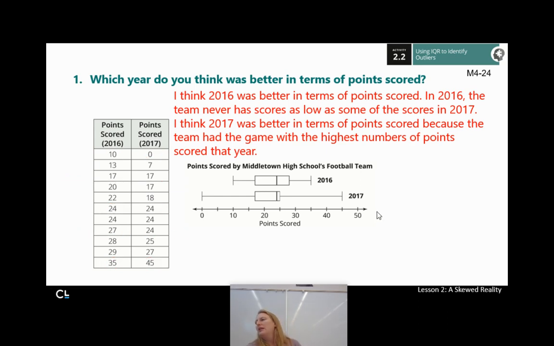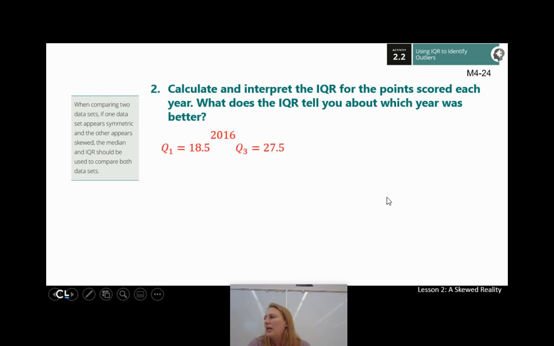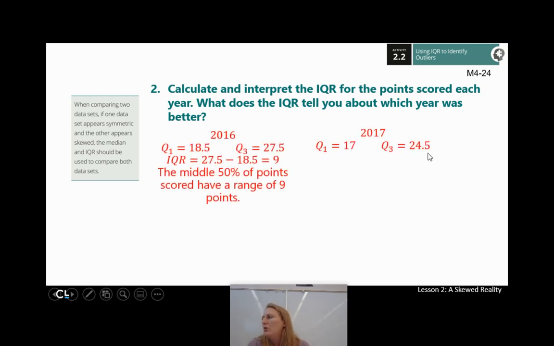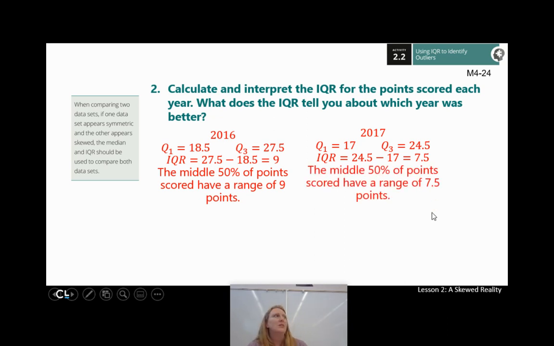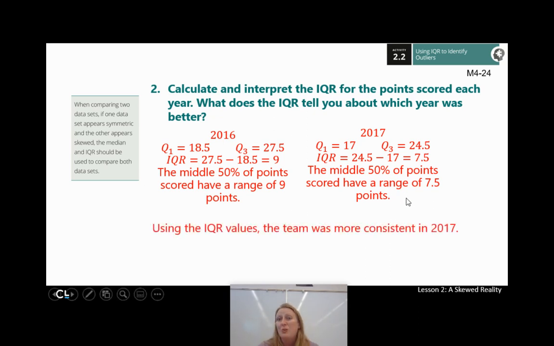All right, and so again, let us go ahead and subtract. So we're going to do our third quartile minus our first quartile. 24.5 minus 17 gives me about 7.5. So this tells me, again, that the middle 50% of points scored have a range of about 7.5. So using the interquartile values, the team was more consistent in 2017, weren't they? 2016 had a bigger interquartile range. In 2017, they had it kind of a little packed in and down there.